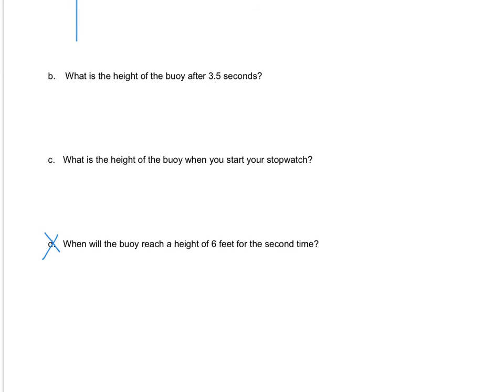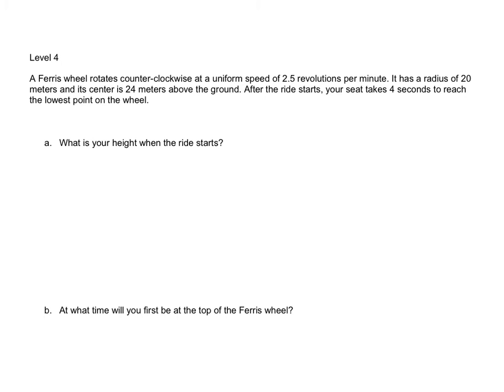All right, let's go on to the next one, level 4. Level 4 is our Ferris wheel problem, which we have done. I think our very first problem was a Ferris wheel problem, or one like it. Actually, our Ferris wheel problem was our second problem. Our first problem was a water wheel. They're done the same way. So if you look at the picture of the Ferris wheel problem that we did, it looks something like this.